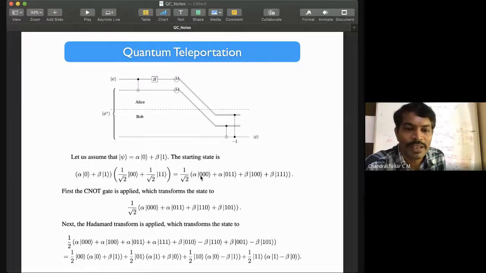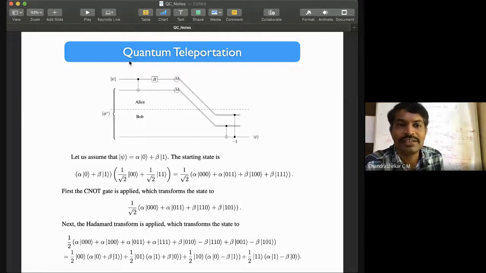So here you see 0, 0, 0, nothing. But here you have 0, 1. This also nothing changes because your first qubit is still 0. But here, your first qubit is 1. And even here, your first qubit is 1. So you are flipping the second qubit on them, and that's the output you get. 1, 0, 0 becomes 1, 1, 0. 1, 1, 1 becomes 1, 0, 1. This is the step here.